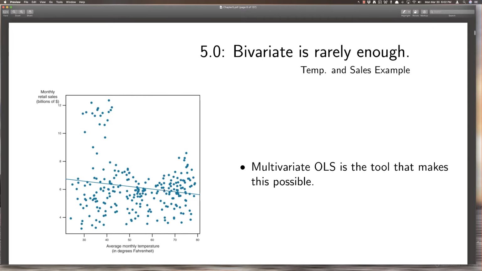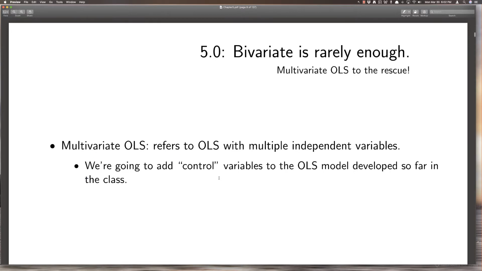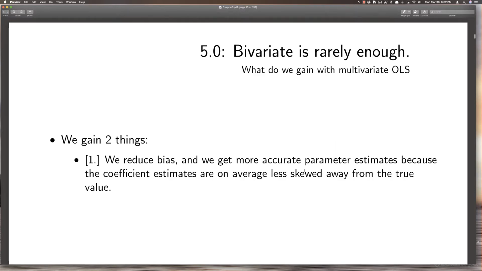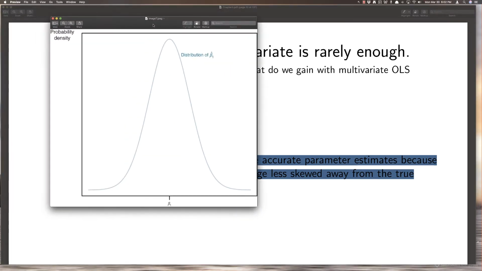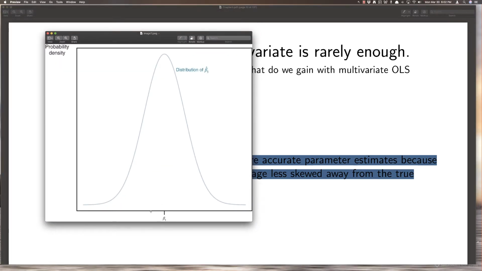It's still going to be fitting a line through a scatter plot, but the scatter plot's going to be a little bit different this time. Multivariate OLS refers to OLS with multiple independent variables. We're going to add control variables to the OLS model that we've been developing since the beginning of class. We're going to gain two things. The big deal is we're going to reduce bias. Remember, bias was when we had a distribution and it was not actually centered on the truth.